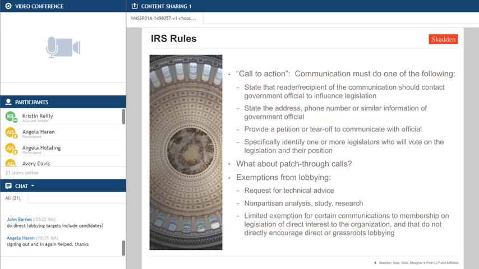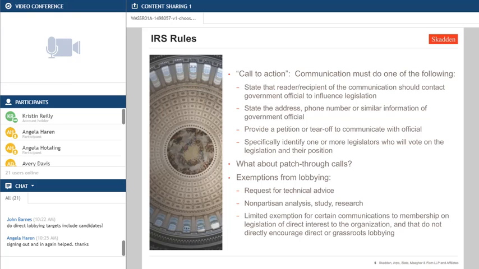This is probably much more useful than the request for technical advice, because a request for technical advice obviously has to come from the government body that needs the advice, whereas the nonpartisan analysis, study, and research, that's something that you have come up with that you can just publish, and that as an organization you're putting something out. You're putting something out for general distribution or for members.